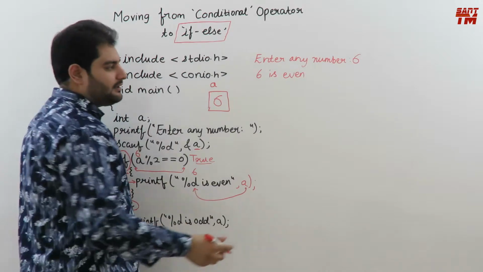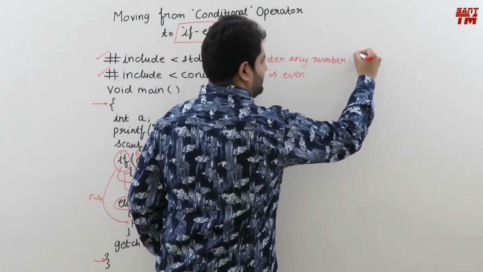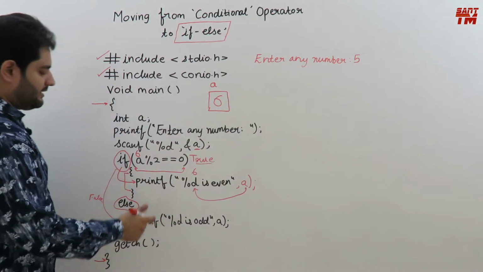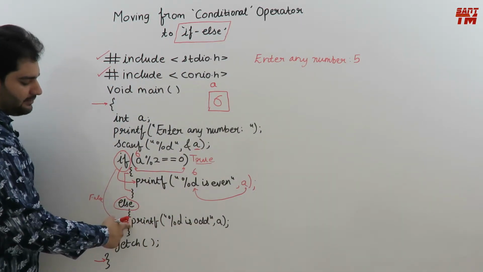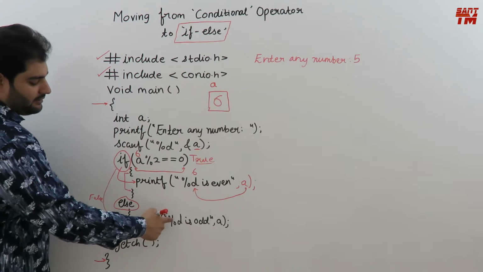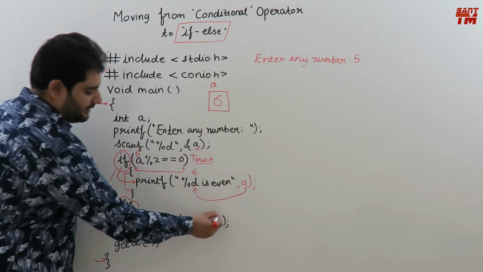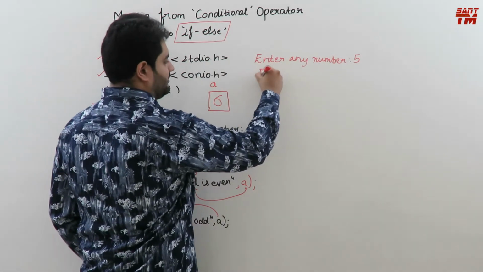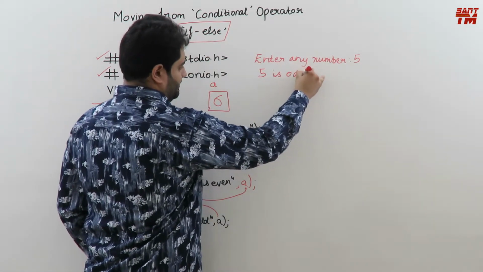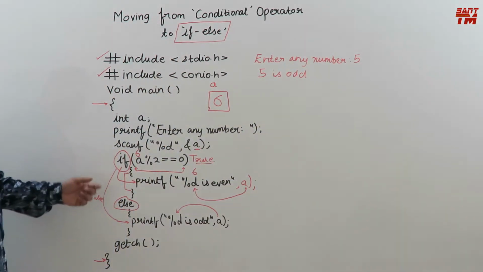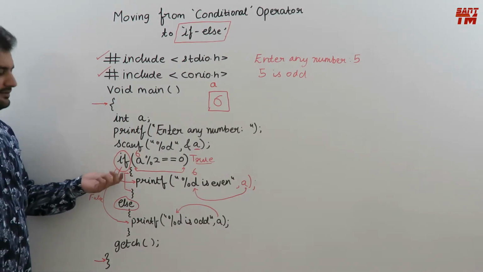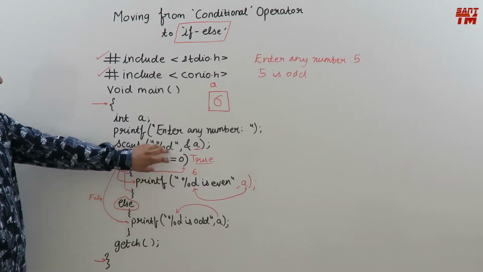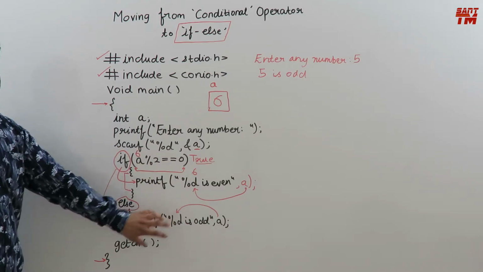If I entered an odd number by mistake, like 5, then the condition would be false and we will come into the block of else and it will print %d is odd, and a will give its value to %d, then it will print 5 is odd. So simply it is behaving like that question mark and colon operator, the conditional operator. If the condition is true, this is printed. If the condition is false, the else part is printed.